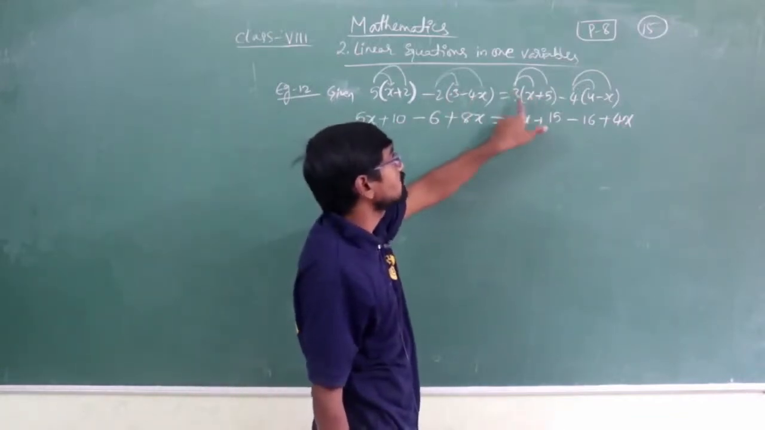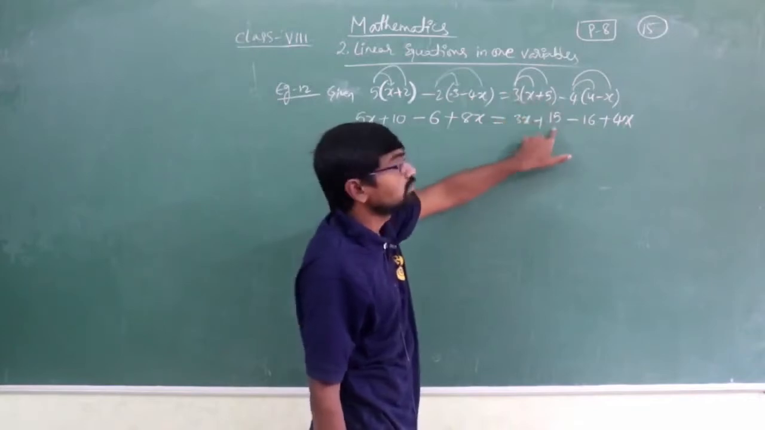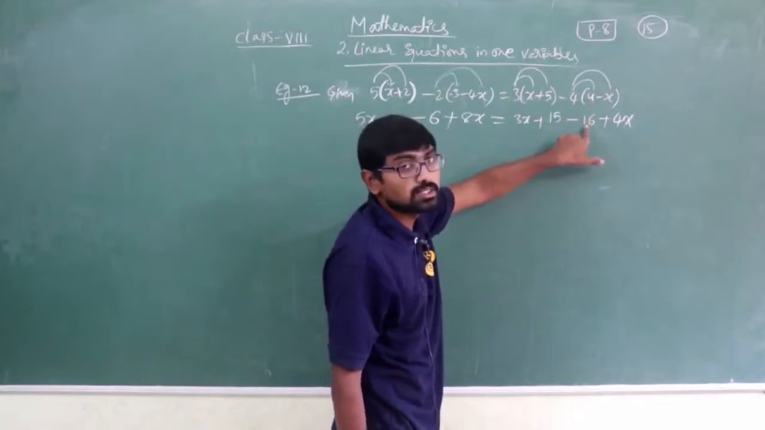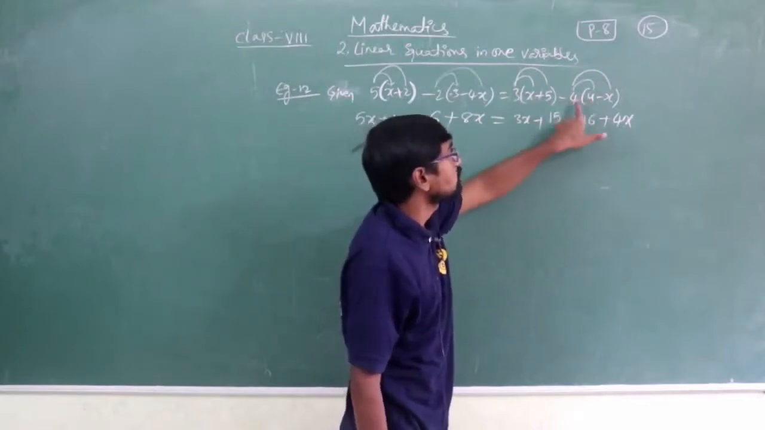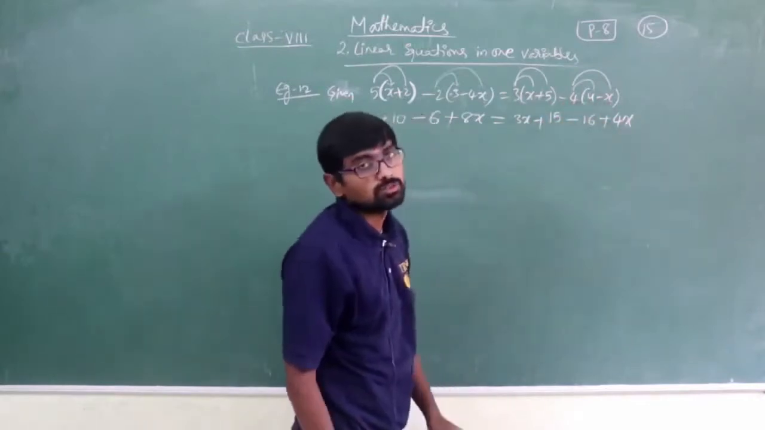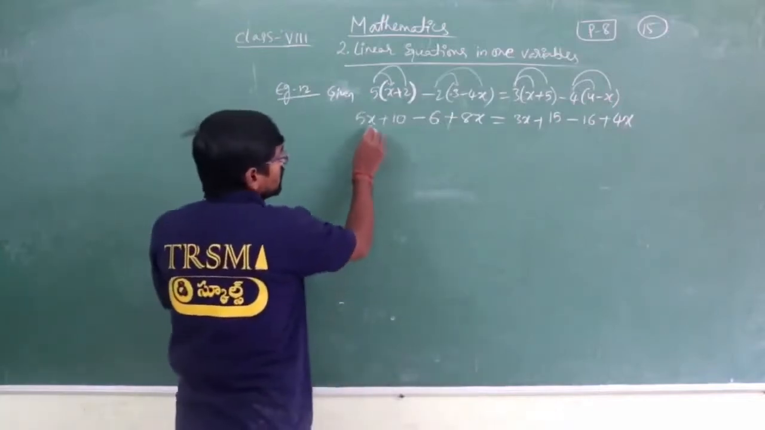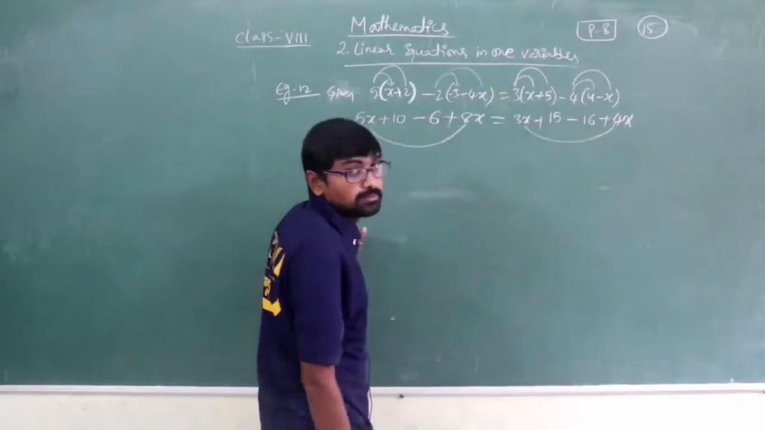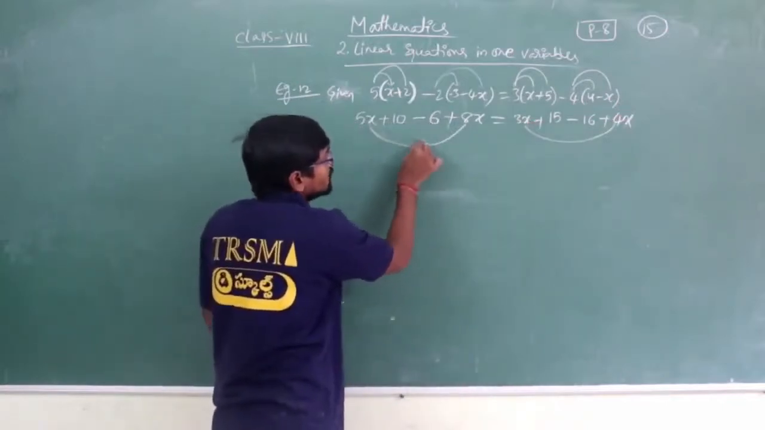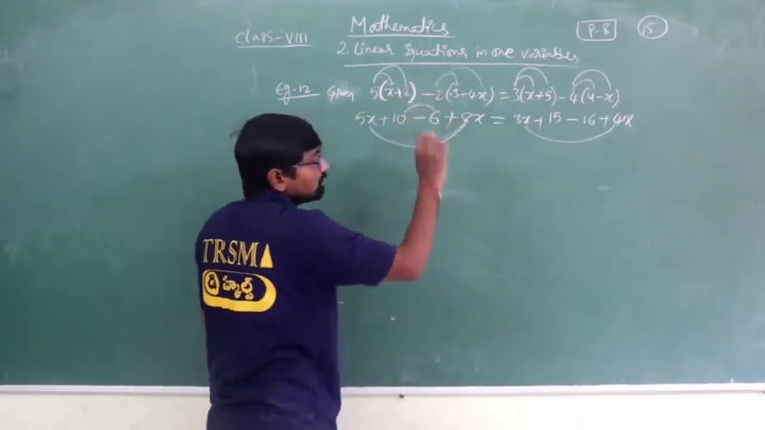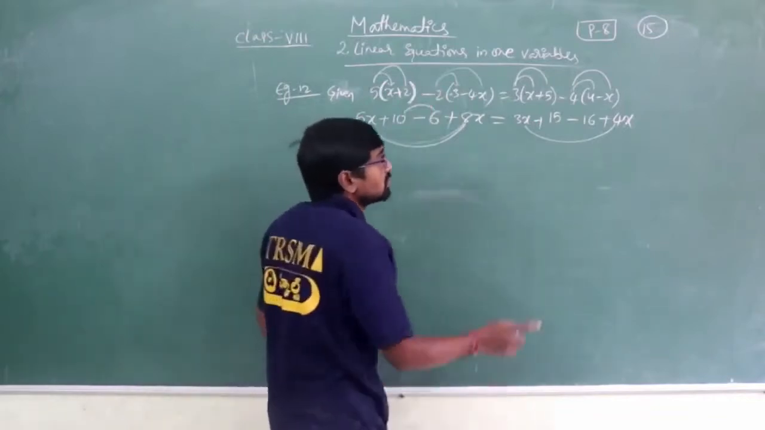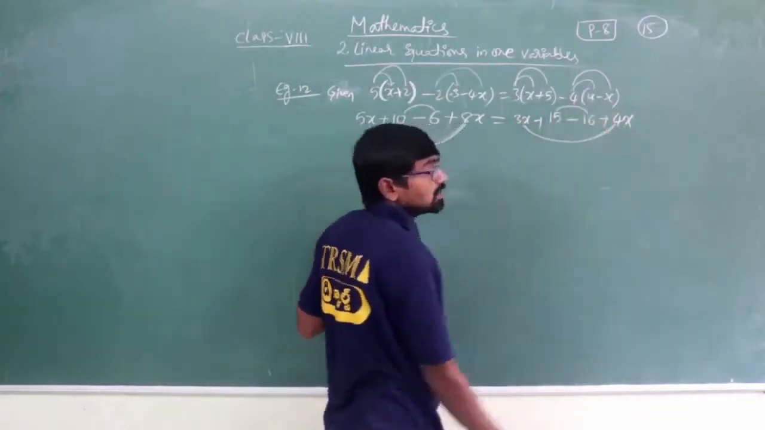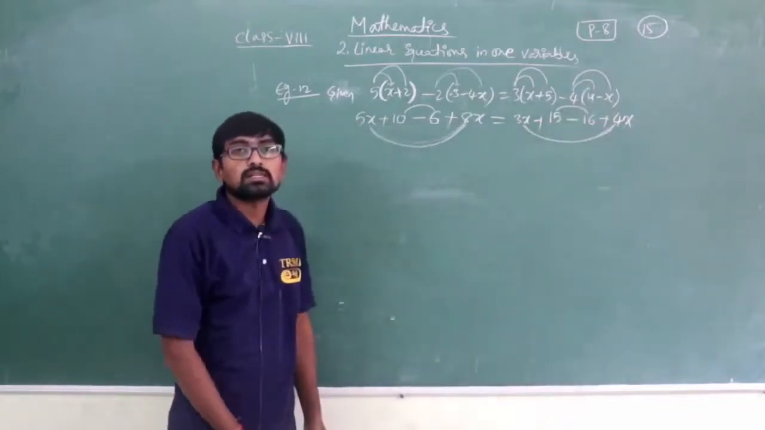Similarly, equals to symbol. 3 into x, 3x plus 3 into 5, 15. Minus into plus, minus 4 4s are 16. Minus into minus plus, 4 into x is 4x. Now we need to check the like terms in left hand side and right hand side. In left hand side we have 5x and 8x as like terms, and 10 minus 6 as like terms. Similarly here 3x and 4x are the like terms, and these both are the like terms. What are the like terms?